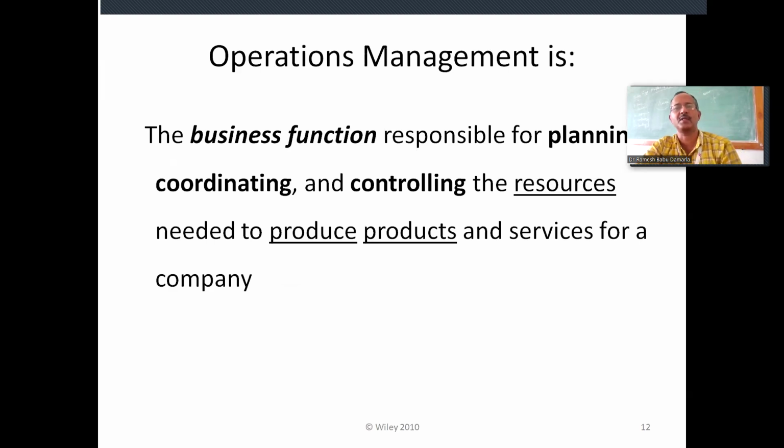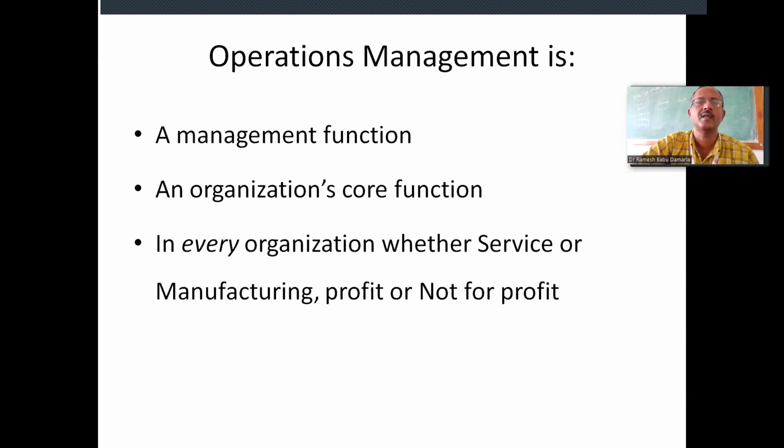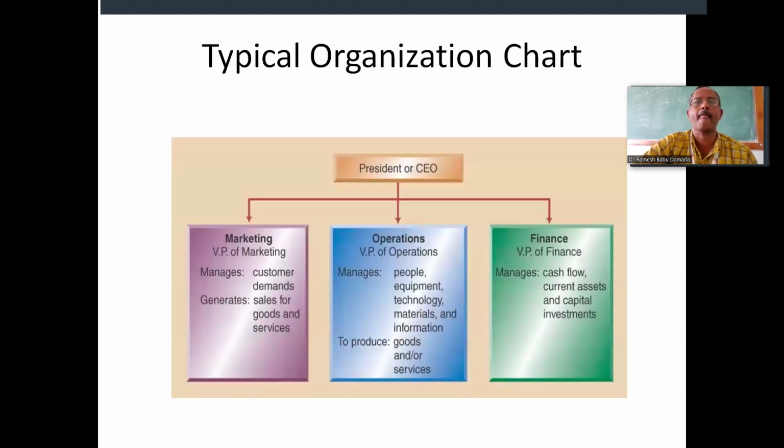Let us see the definition of operations management. Operations management is a business function which is responsible for planning, coordinating, controlling the resources needed to produce products and services for a company. We can also say operations management is a management function, and it is one of the core functions of the organization. Every organization, whether it is manufacturing or service sector, whether it is for profit or not for profit, everywhere operations are involved and should be done efficiently.